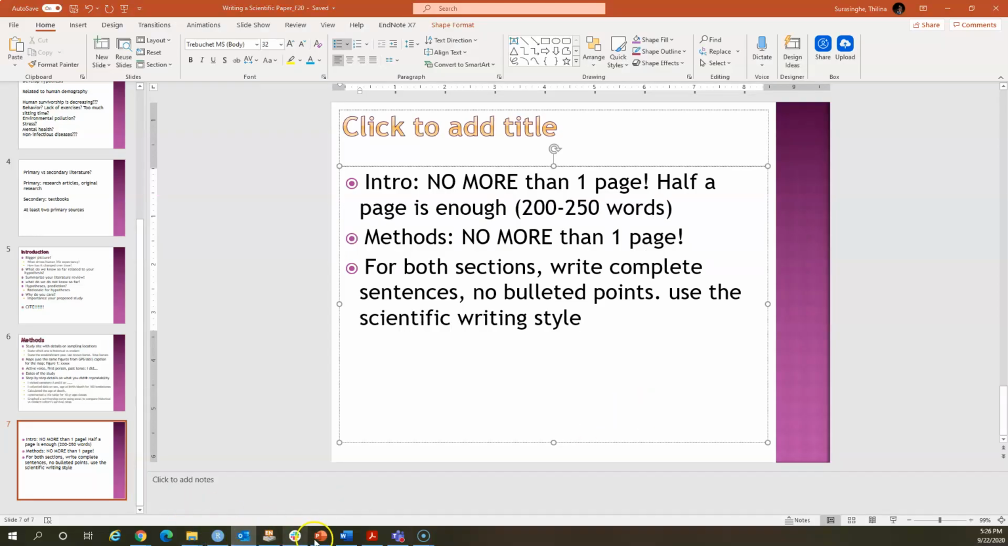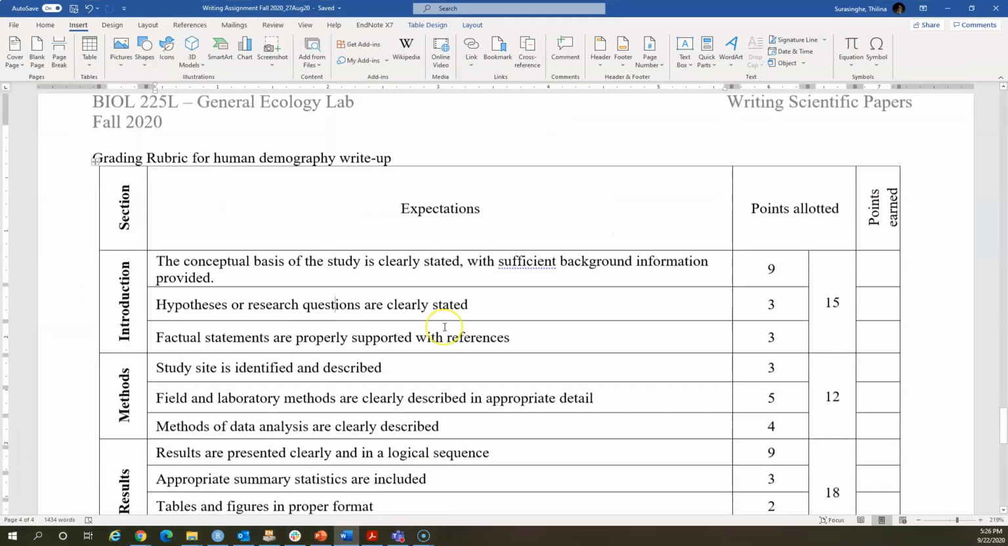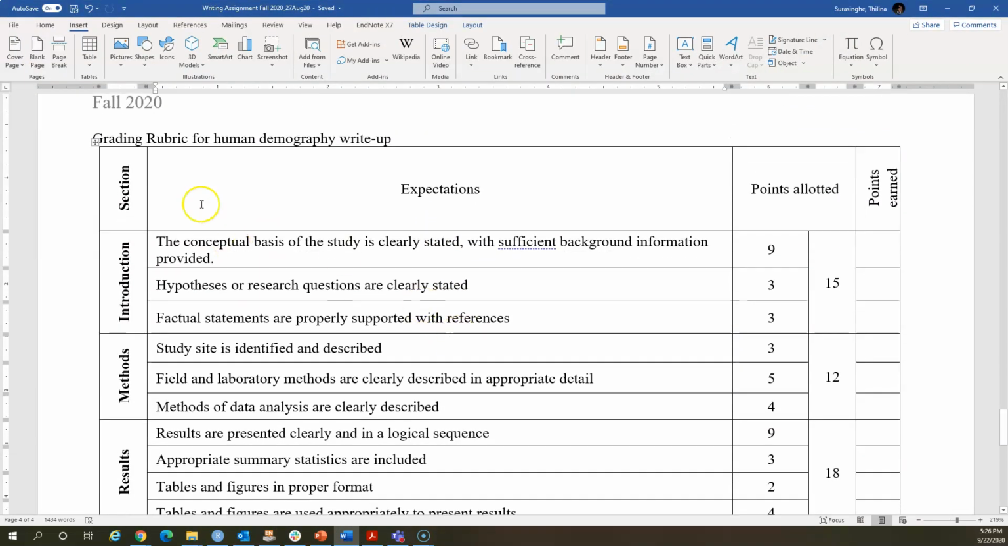Last but not least is showing you what we expect in terms of grading. In terms of the introduction, what we expect is, first, that you set up a very good, strong conceptual basis with sufficient background information. Second, your hypothesis clearly stated, with rationalizations, with the predictions, and with justifications of your rationales. And factual statements are cited with references.